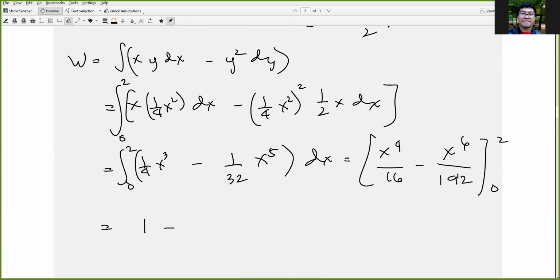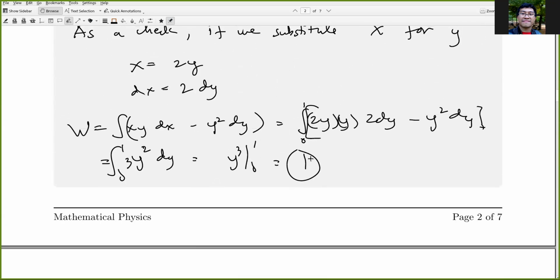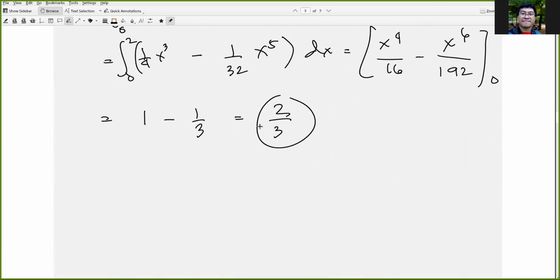64 over 192, that's exactly 1 over 3. So in our case, here would be 3 over 3 minus 1 over 3, that's 2 over 3. And take note here that for the first path, the answer is 1. For the second, the answer is 2/3, different from that path.